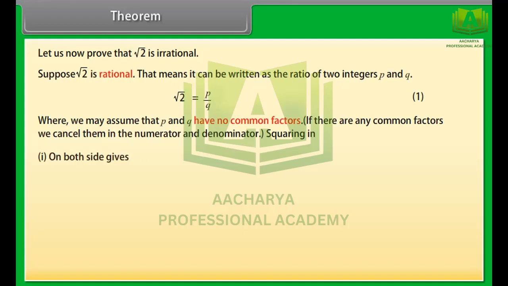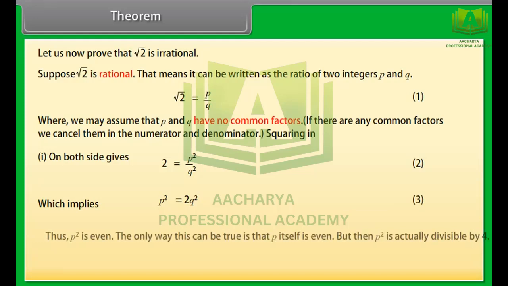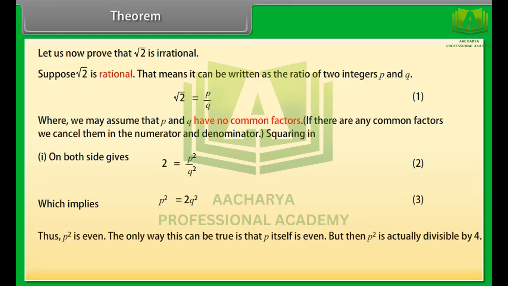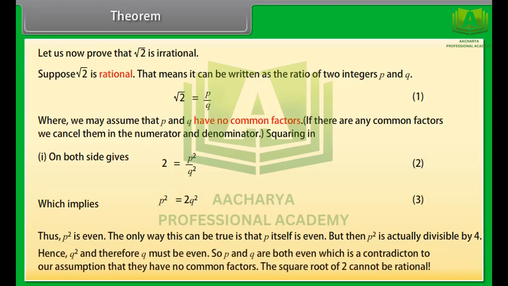Squaring on both sides in 1 gives 2 is equal to p square upon q square, equation 2, which implies p square is equal to 2q square, equation 3. Thus, p square is even. The only way this can be true is that p itself is even. But then p square is actually divisible by 4, hence q square is even, and therefore q must be even. So p and q are both even, which is a contradiction to our assumption that they have no common factors. The square root of 2 cannot be rational.